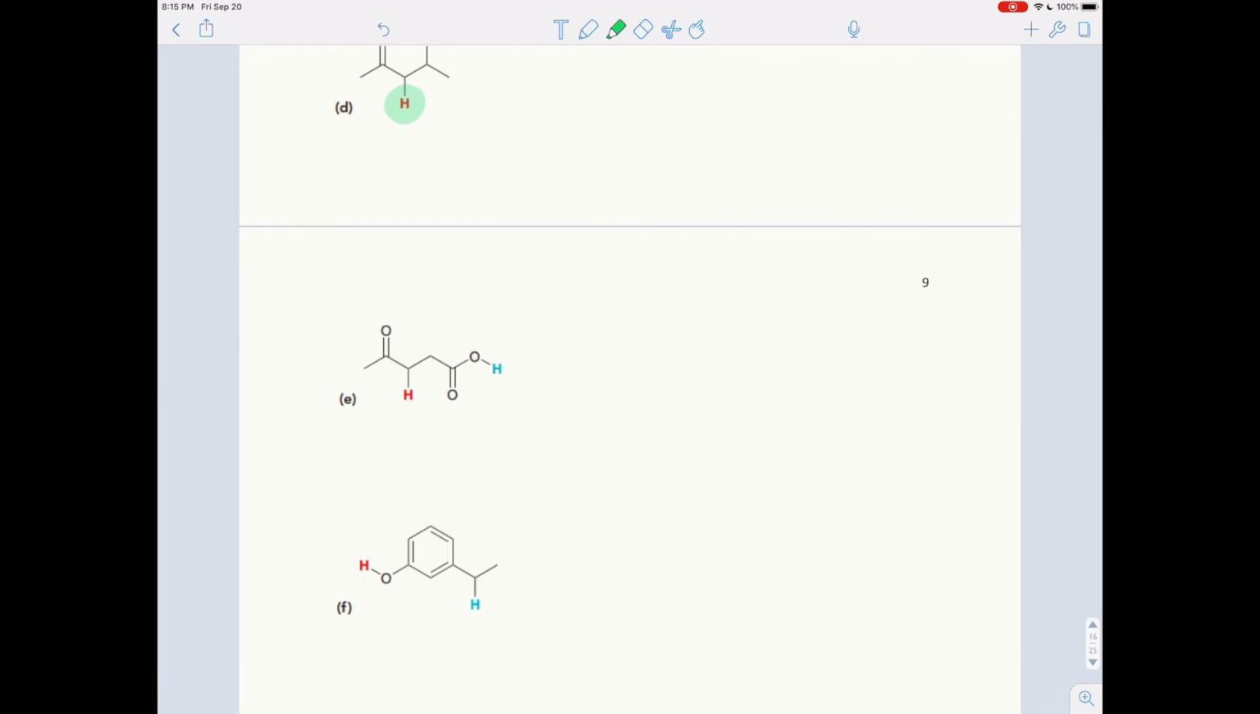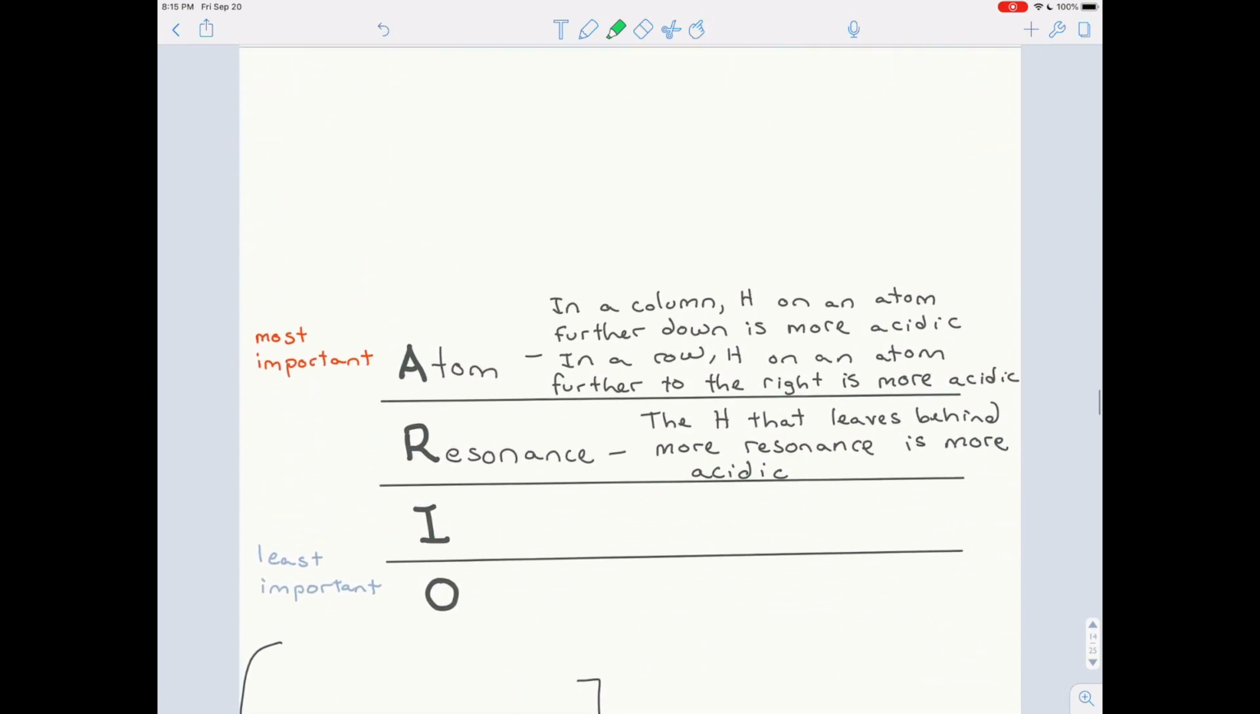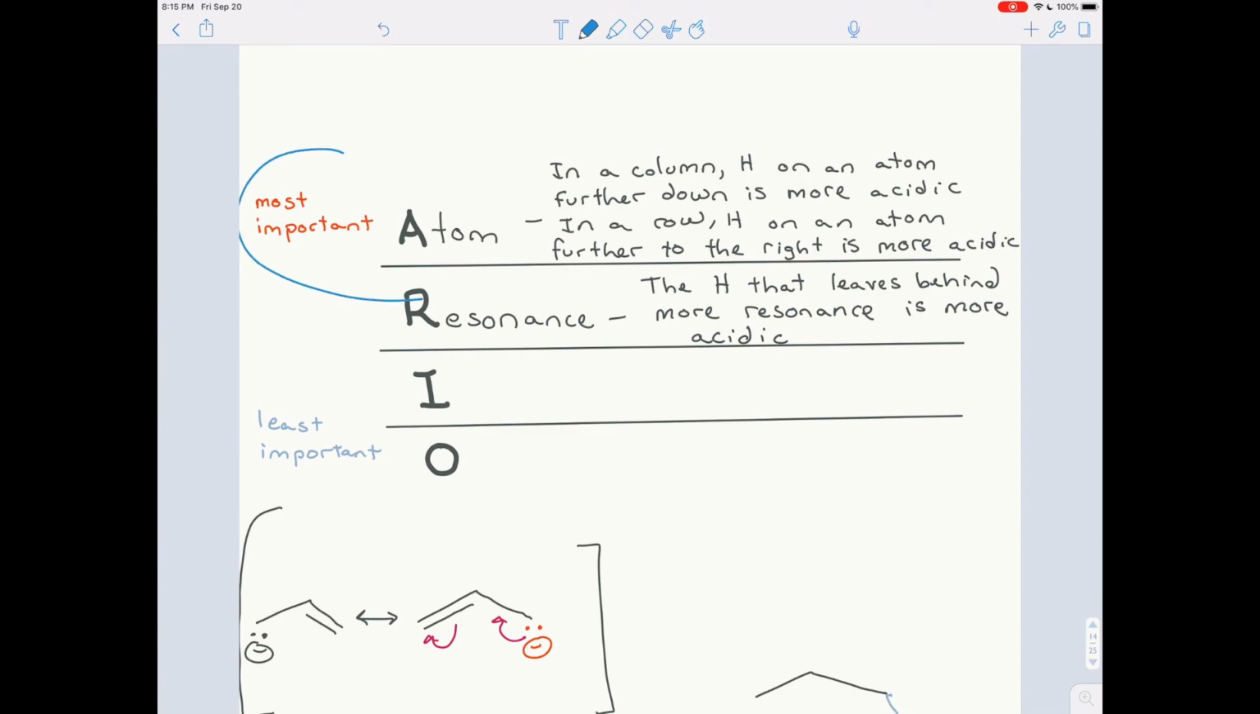Now E is just reminding you that you always have these 4 patterns, and the most important one is at the top. Whenever you look at a molecule, always ask yourself if the hydrogens are on different types of atoms. Only if they're on the same type of atom would you ever consider resonance. Now, there are definitely exceptions to this rule. This is a rule of thumb. But on a test, I'm not going to give you the exceptions. I'm going to give you the things that follow this rule. So always consider the atom first. Only if the two atoms that the hydrogens are on are the same would you go to the resonance.